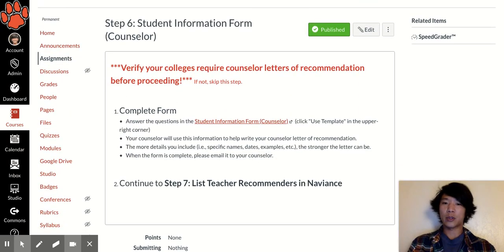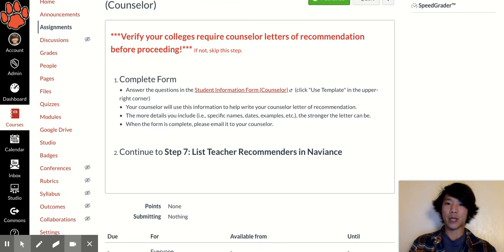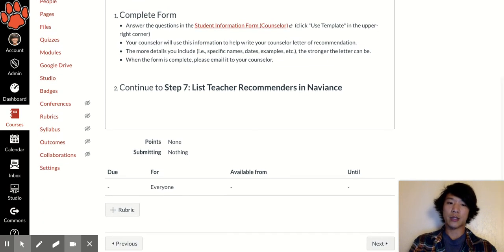Similarly, for your counselor letter of recommendation, we have a different information form that we want you to fill out. Make sure that your colleges require a letter of recommendation from the counselor before you do this. I didn't mention it in the teacher one, but once you're done completing that, email the completed form to your teacher. Similarly, once you're done with the counselor information form, email that to your counselor.